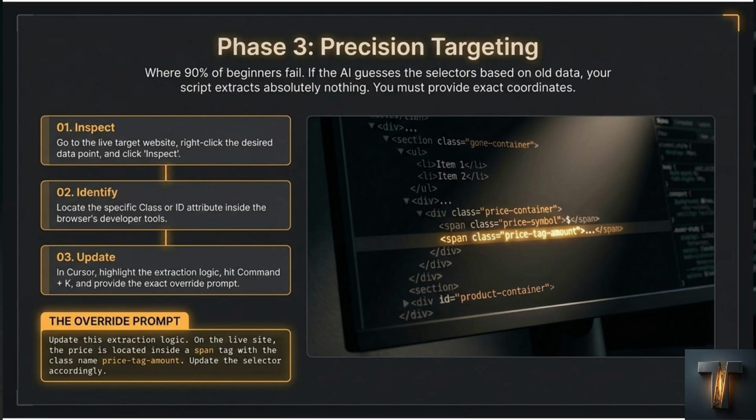Now, go back to Cursor. Highlight the section of the code where the AI is looking for data, hit Command+K, and tell it, "Update this extraction logic. On the live site, the price is located inside a span tag with the class name price-tag-amount. Update the selector accordingly." Cursor will instantly rewrite the targeting mechanism. It takes 5 seconds, and it completely eliminates the guesswork.